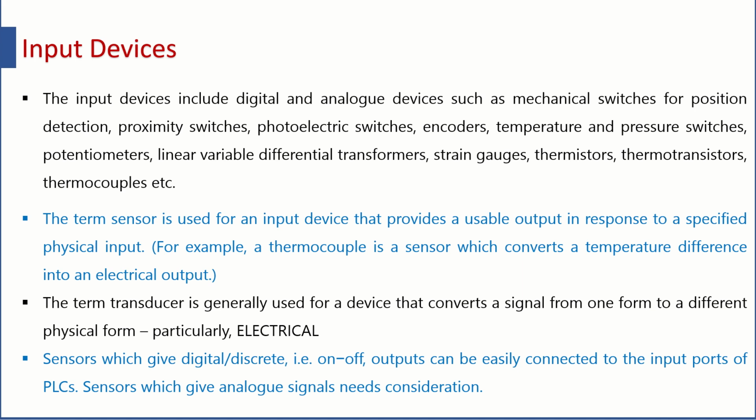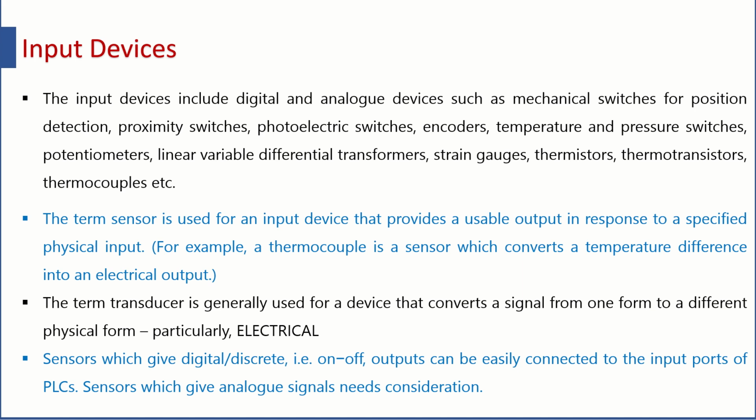If you want to measure very simple angular displacement with a very low cost solution, you can use simply a potentiometer. If you want to measure very minute linear displacement, you can use a linear variable differential transformer. If you want to measure a very feeble amount of force being applied, you can very easily use a strain gauge. For again temperature measurement, you can use thermistor, thermotransistor, thermocouple.